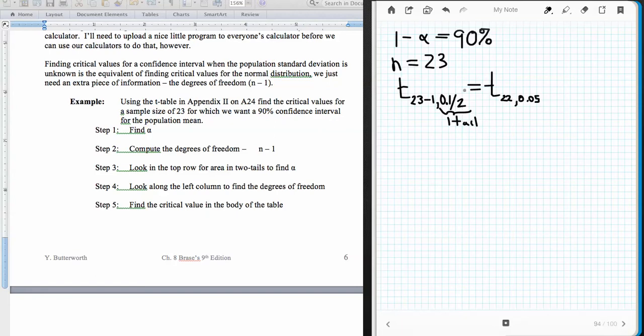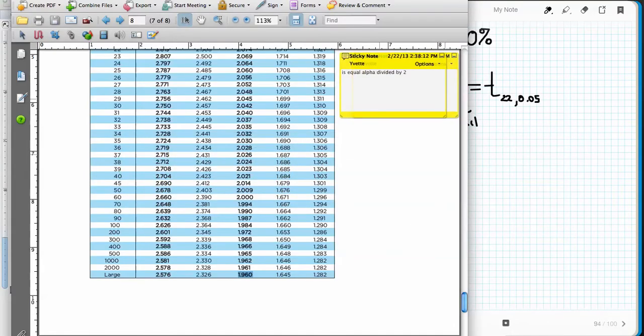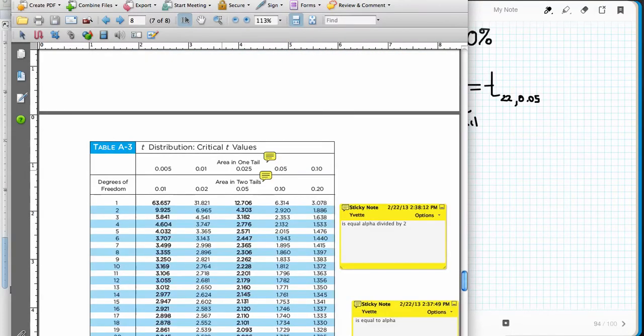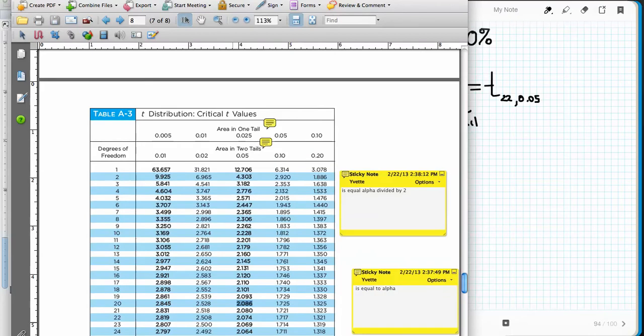So now let's go to our t table and look that up. We're going to look back up here and see, okay, here's one tail, so that was 0.05, here's 0.05, and now we're going to follow this down until we get to 23. Let's scroll this down so you can see it. There it is, 23 right there, and this one right here is the one that we need. That's 0.05 in one tail, two tails is 0.1, right? This is alpha here, this is alpha over 2, and our value is 1.714.